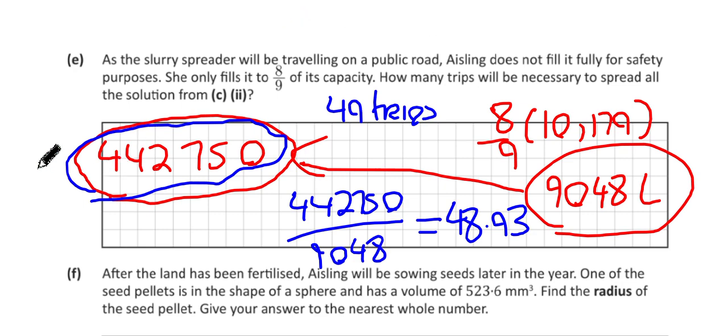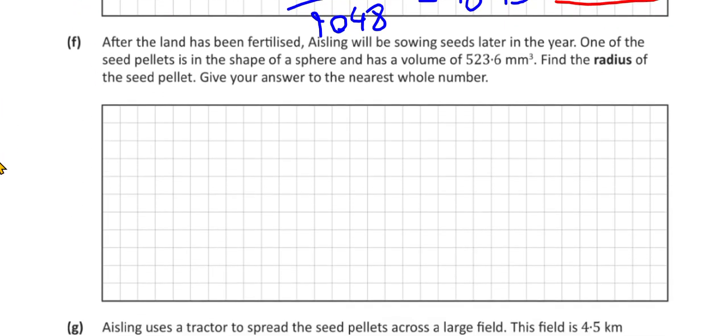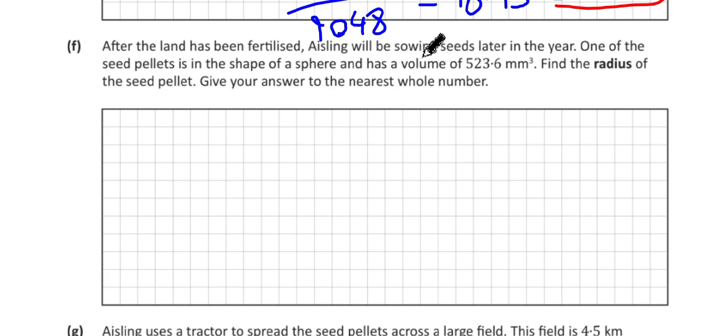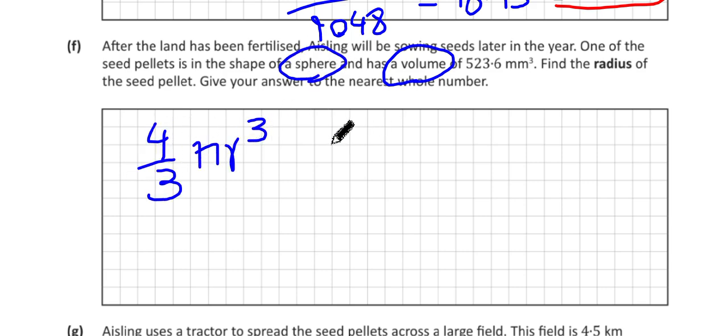Guys, shh. After the land has been fertilized, Ashton will be sowing seeds later in the year. One of the seed pellets is in the shape of a sphere and has a volume of this much. Find the radius of the seed pellets. Okay. What's the key word, guys? Who wrote down 4 over 3 pi r cubed?